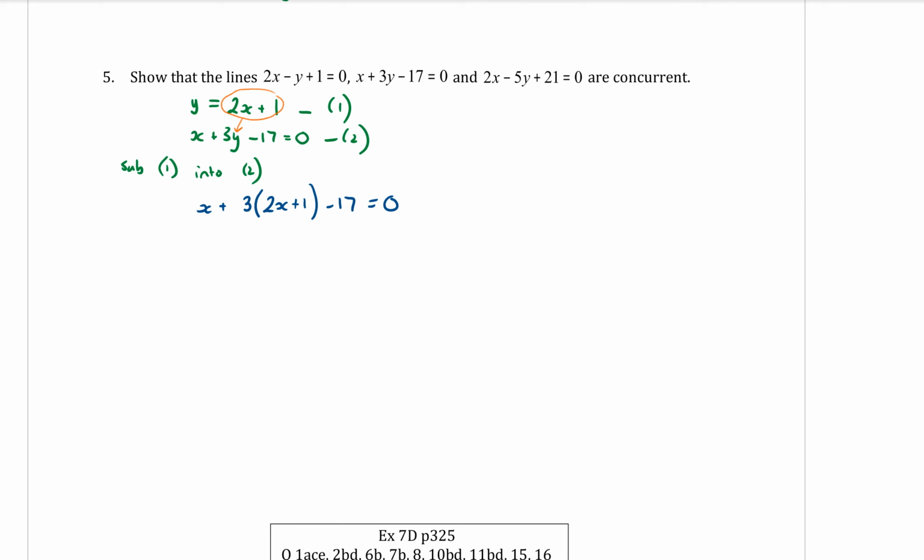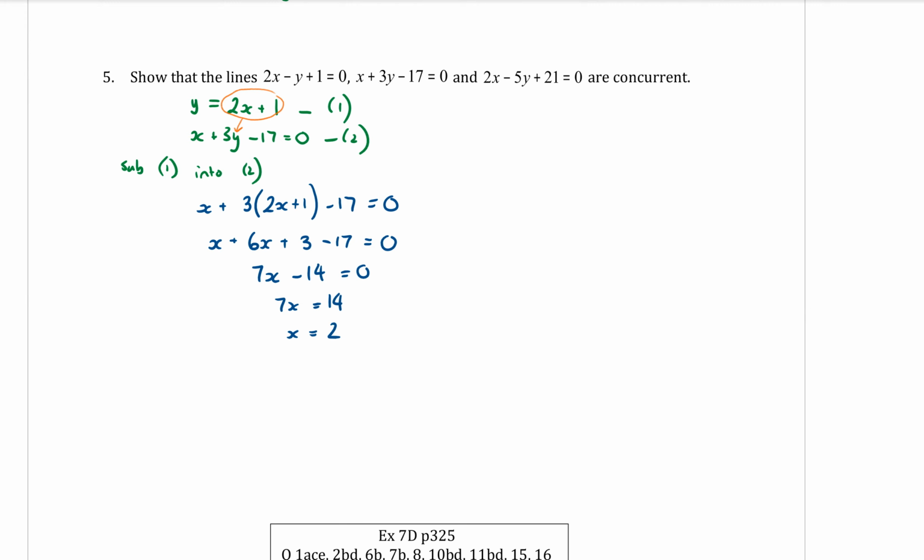So I expand the brackets. Okay, collect up the x terms. So 1 plus 6 is 7x. 3 minus 17 is minus 14. Move the 14 across and divide by 7. Okay, so I have x equals 2.